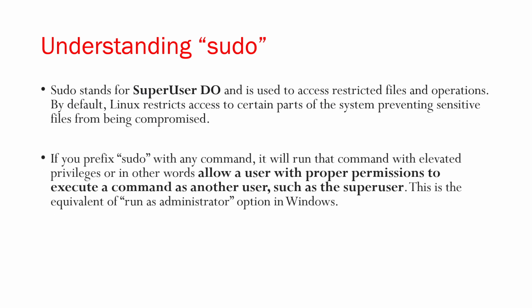Now, if you want to access certain files which you do not have permission, then you should get some elevated privilege. That elevated privilege is given by sudo command. In other words, sudo command will allow a user with proper permissions to execute a command as another user, such as the super user. So this is equivalent to run as administrator option in Windows operating system.